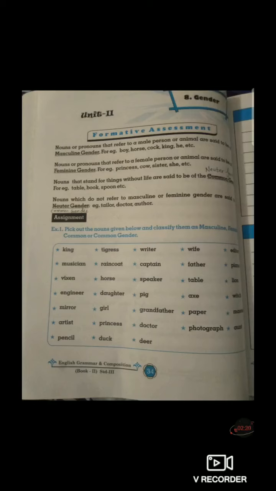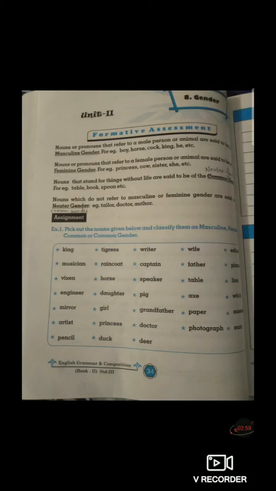Again I am reading, students, the fifth line. Nouns that stand for things without life are said to be of the common gender. It is written, right, students? Just cut that word and write on the top neuter gender. For example, table, book, spoon, etc.